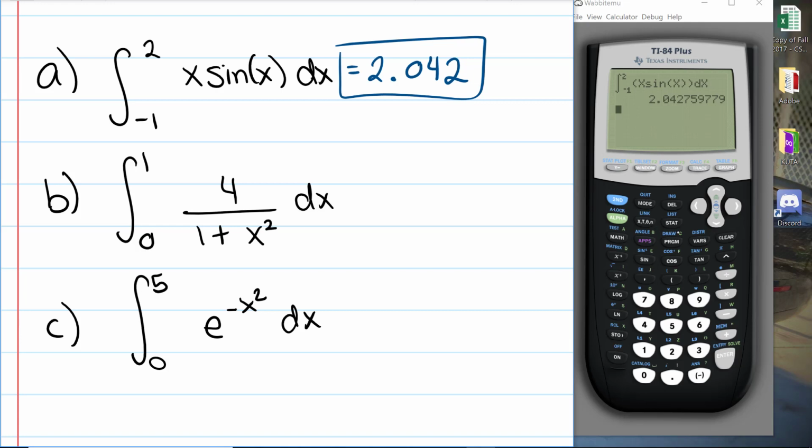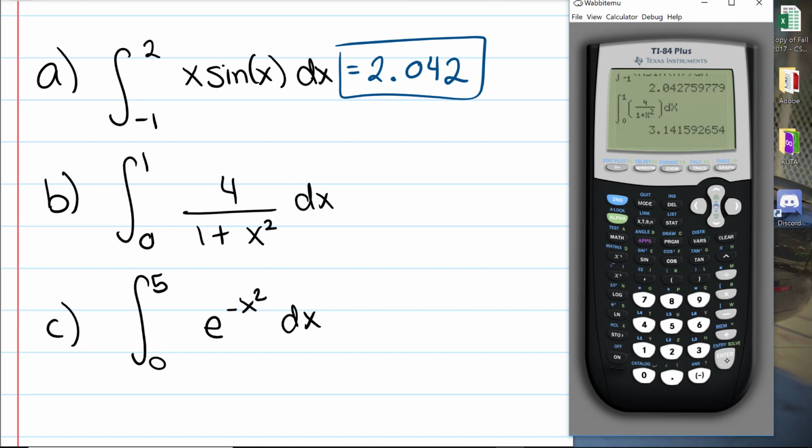So we hit math 9. The limits are from 0 to 1. And then to make a fraction, I hit alpha y equals to get my fraction. 4 over 1 plus x squared. And then dx. And I hit enter. And it's going to give me 3.141.